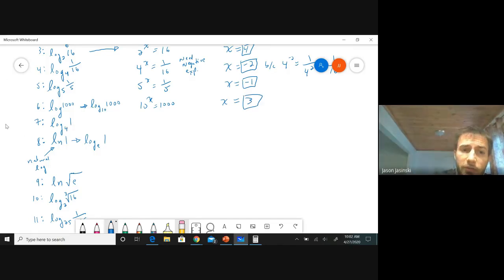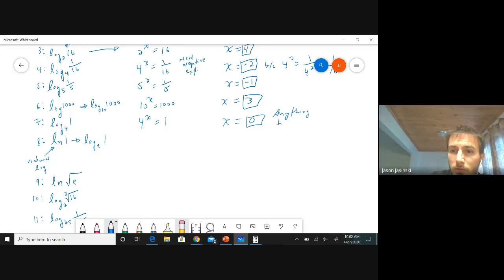Example 7, 4 to what power is equal to 1? Okay, so to get 1, you need a 0 power. So remember, anything to the 0 power is equal to 1.